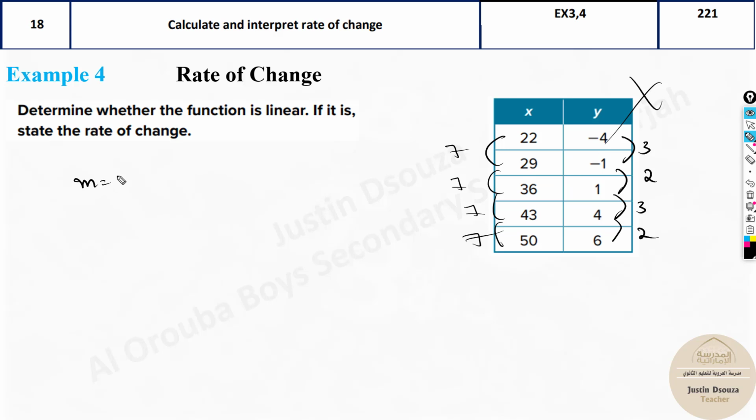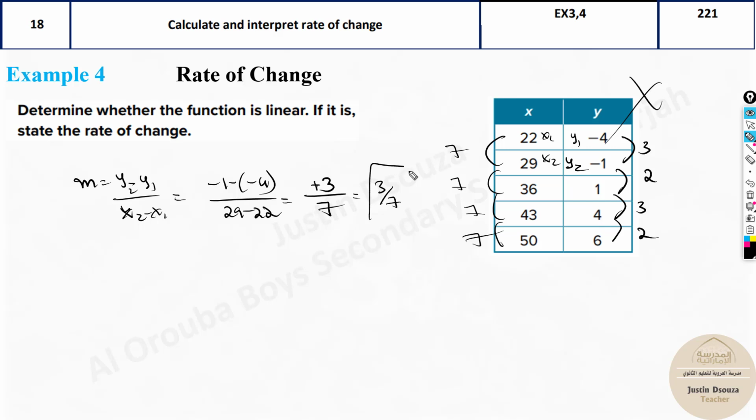M equals y2 minus y1 by x2 minus x1. So substitute. I'll take the first two values, x1, y1, x2, y2. So it'll be minus 1 subtraction from minus 4 divided by 29 minus 22. The answer is minus 1 plus 4, it'll be plus 3, divided by 29 minus 22 is 7. The answer is 3 by 7.